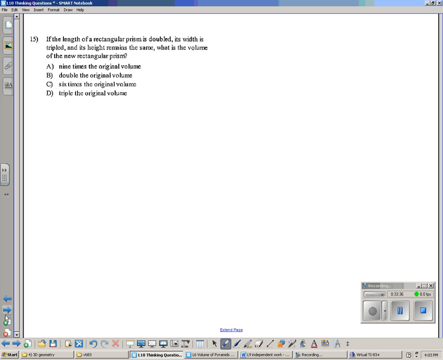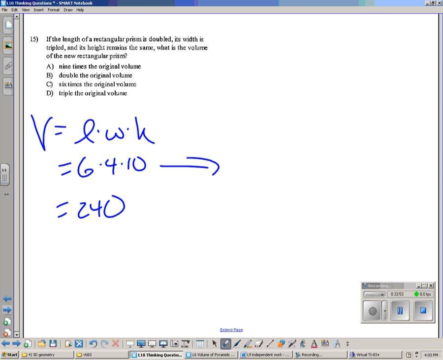15. The length of a rectangular prism is doubled, its width is tripled, and its height remains the same. What is the volume of the new prism? So old prism, I don't know, we'll pick numbers. We'll do 6 and 4 and 10 again. That seems to be easy. Now, new prism. Length needs to get doubled, so that becomes a 12. Width gets tripled, that becomes a 12.